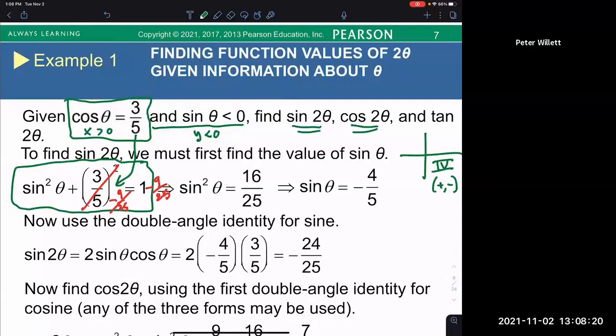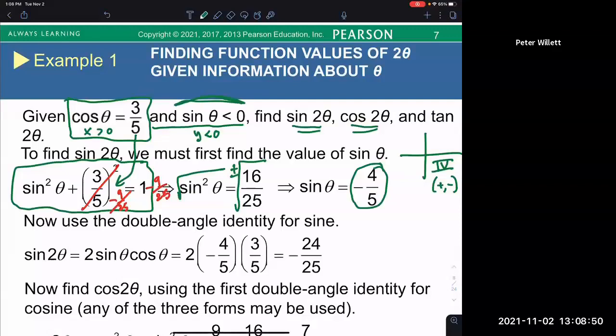Then, how do they get to the next part? You would square root both sides, and you'd have to use a plus or minus. But because we're in quadrant 4, and the sine is the y value, which is negative, or that they told us up here, sine is negative, that means that when we have the plus or minus the square root, we take the minus value. And so by doing that, they're able to get that sine theta is minus 4/5.